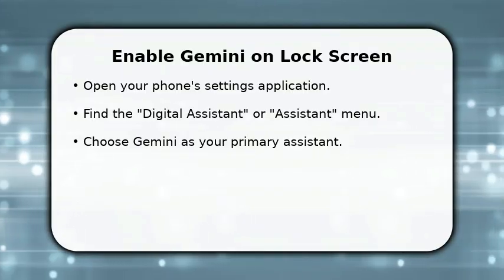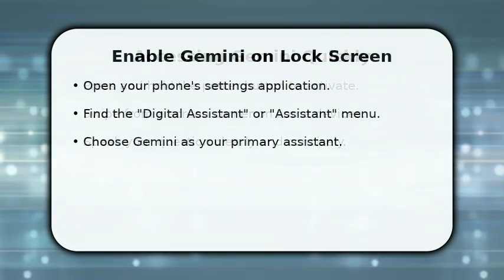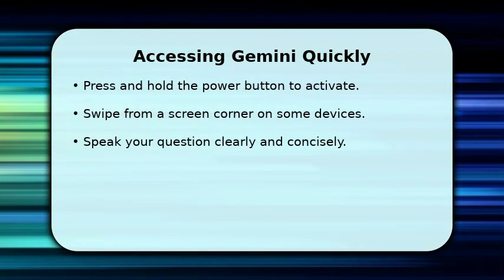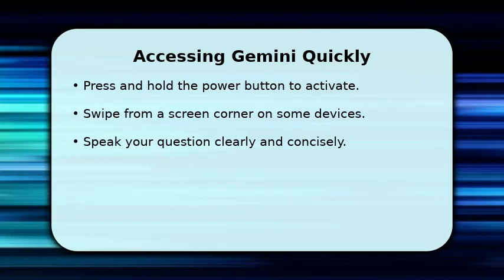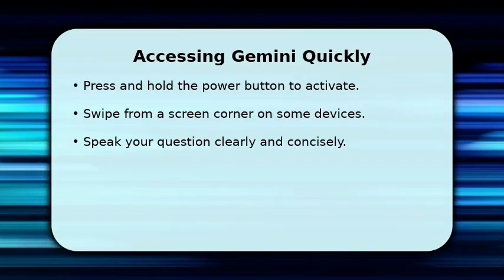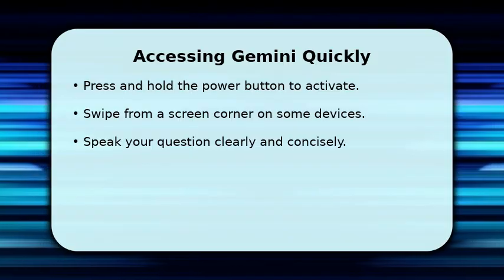This simple setup ensures quick access. Once Gemini is enabled, accessing it from your lock screen is straightforward. On most Android phones, you can simply press and hold the power button for a moment. Some devices also allow a quick swipe from a bottom corner. After activation, speak your query clearly. Gemini will then process your request and provide the answer right on your locked display.